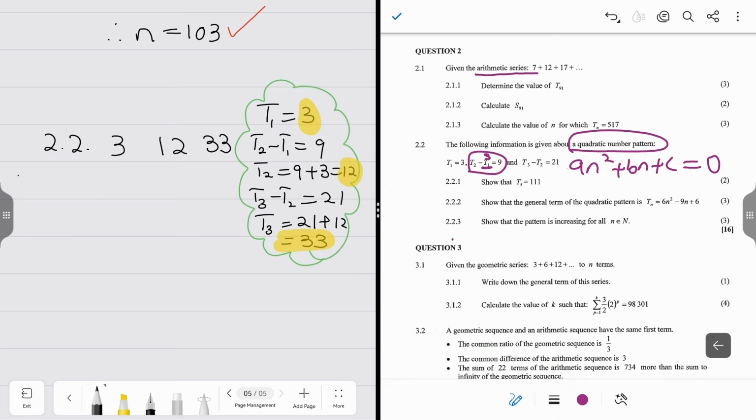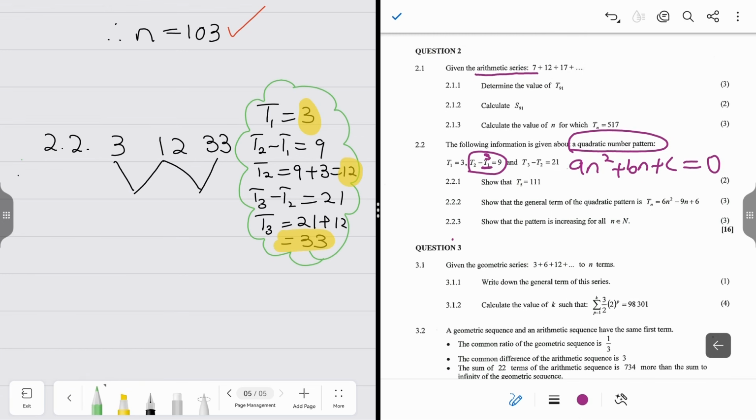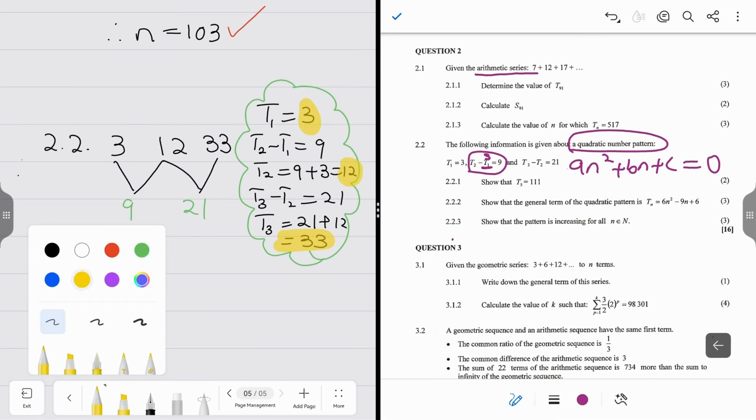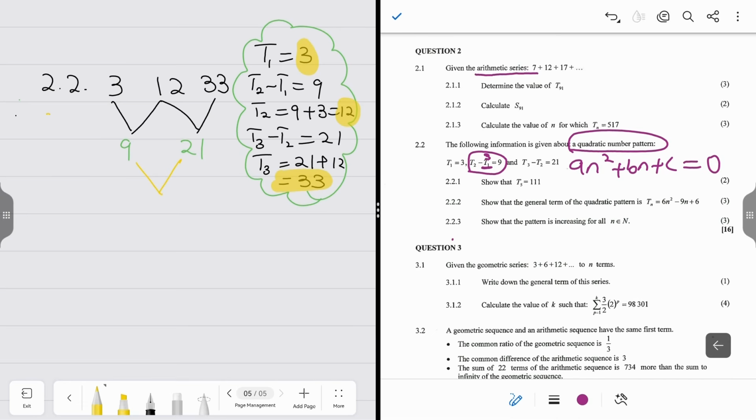Then every time I talk about quadratic, I need to remember that there's no way I can talk about quadratic and not find the first difference as well as the second difference. So before I even understand what they want me to do, this is very important. If I say 12 minus 3, that will give me 9, as well as 33 minus 12, that will give me 21. So this is one thing that I have seen, but there's more. For the second difference, I can do the same, and I'll find that 21 minus 9 is equal to 12. So that is how I got to that.